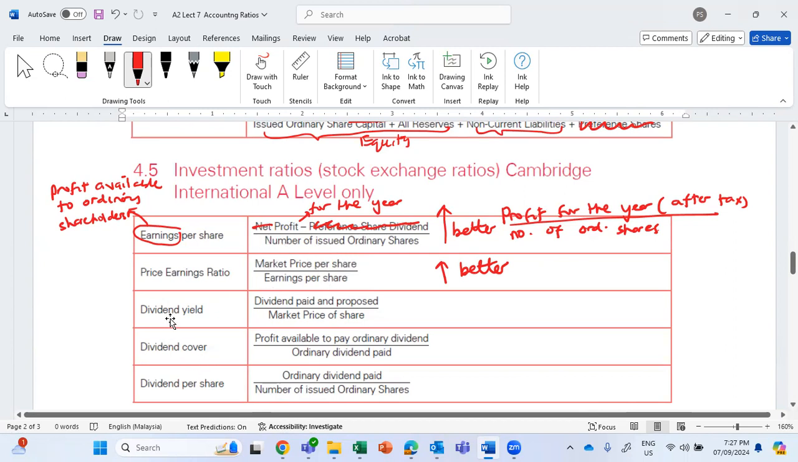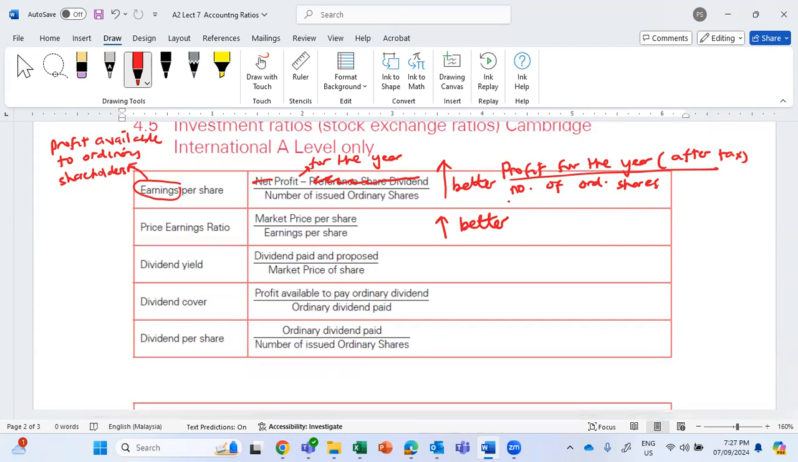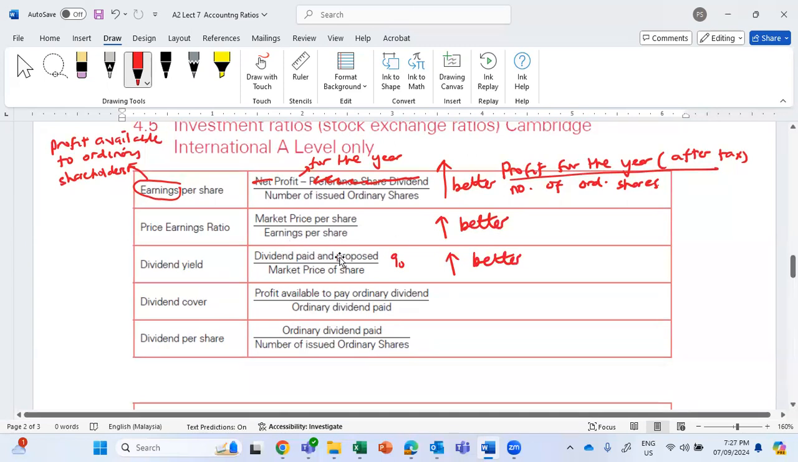Okay, the next formula that we have to know is dividend yield. So this is the formula: dividend paid and proposed divided by market price of share. This answer is usually expressed in percentage. So the higher, the better. So this dividend yield tells you the proportion of the dividend that the shareholder is going to get or got already over the market price of share.